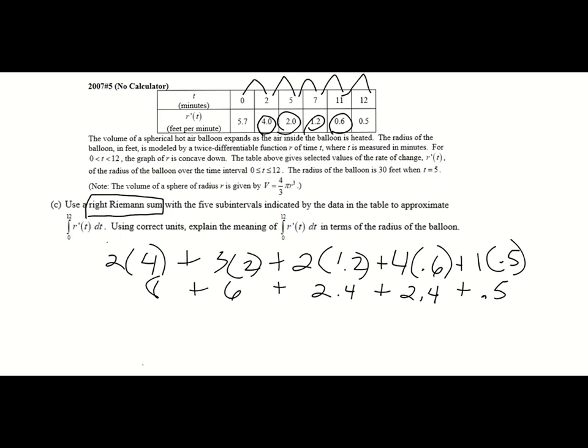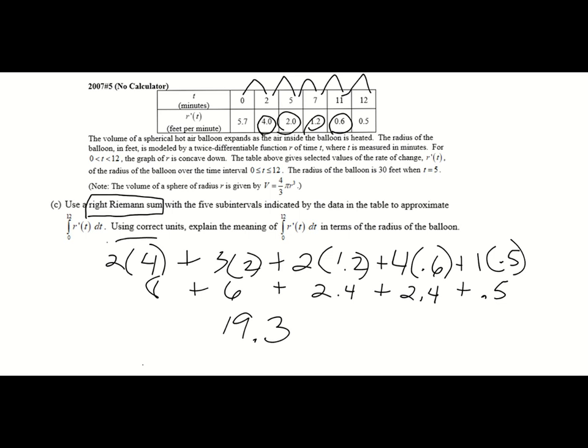And so we add all this together, 14, 15, 16, 17, 18. 18.8 plus 0.5 is 19.3. Okay, so there is our right-hand Riemann sum.